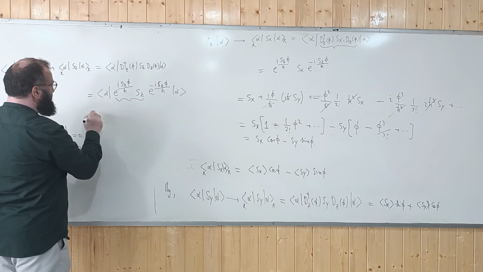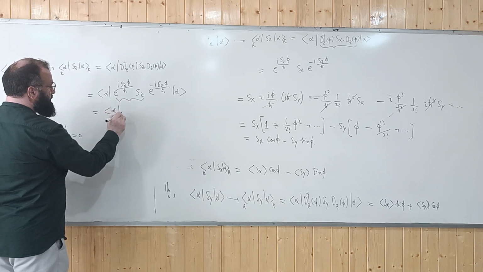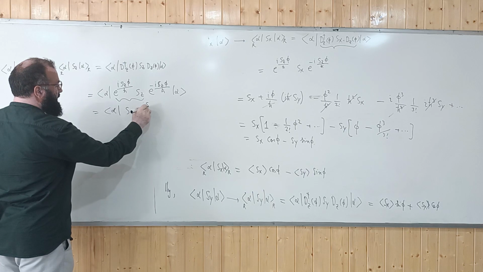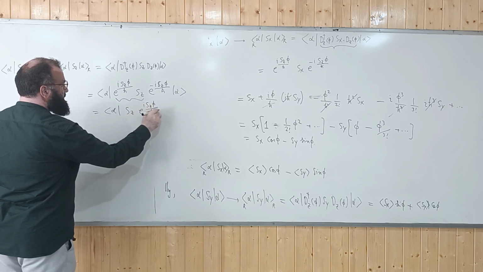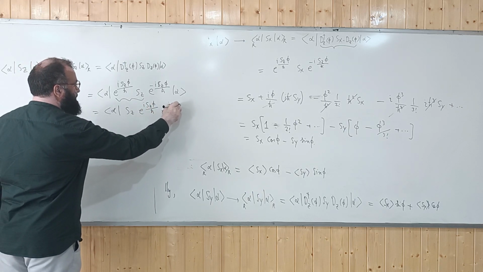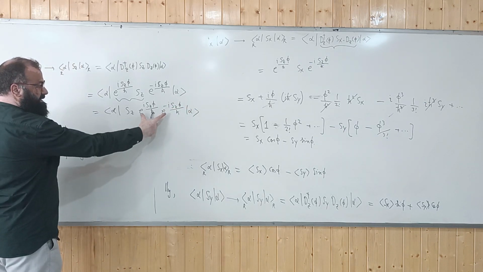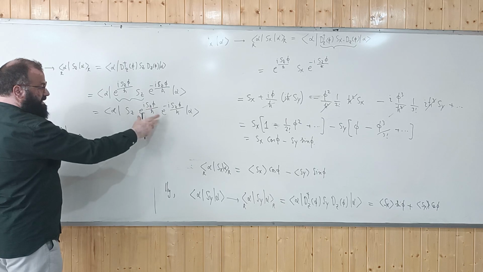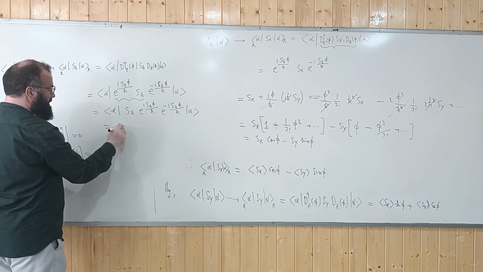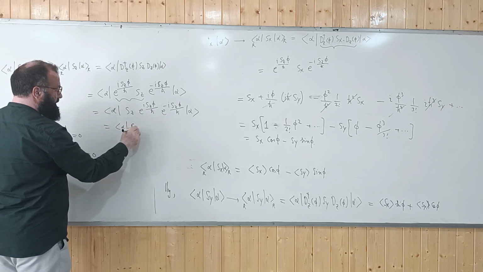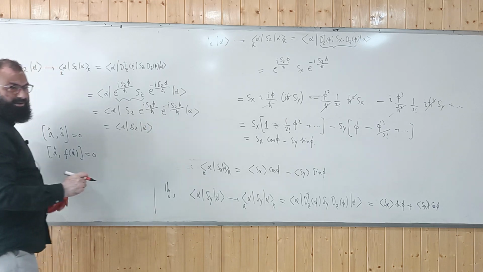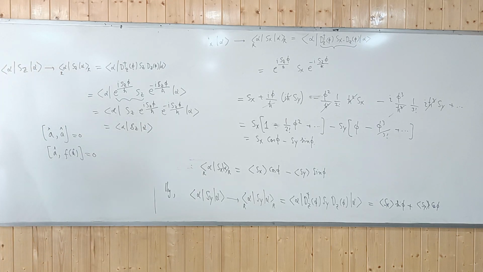So what does that mean? If they commute, you can take Sz here. So it is Sz e^(iSzφ/ħ) e^(−iSzφ/ħ). Clear? Now you have the same operators in the exponential, so what is this? 1. So it's ⟨α|Sz|α⟩. That means Sz will not change. Got it?